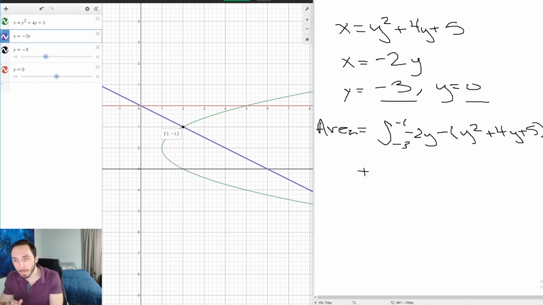All right. Now we're going to pick it back up at negative 1, and then we're going to go up to our highest bound. So we're still going up, up, up, and then all of a sudden we stop right at 0 thanks to this upper bound provided to us. So from negative 1 to 0, it's now the parabola up top or to the right and the line to the left or down below. So with this said, we're going to have the parabola first. It'll be y squared plus 4y plus 5. And then we're going to subtract off the negative 2y.